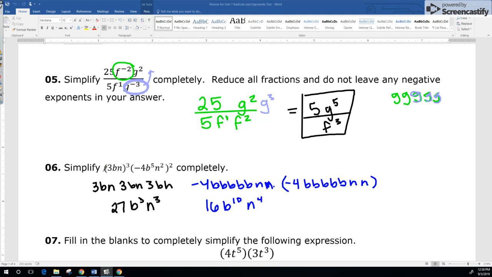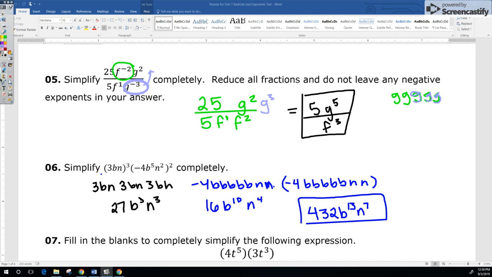Now for my final answer, remember those two things were multiplied by each other. So I'm going to use my calculator here for 27 times 16. 432. 3 B's, 10 B's, so that's 13 B's. And 3 and 4 gives me 7. Remember, a negative times another negative is positive.